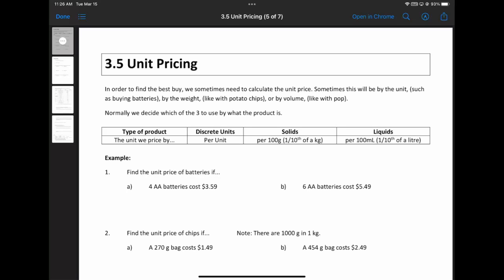In this lesson, we're going to take a look at something called unit pricing. This is fairly important if you're buying stuff that comes in different amounts, to make sure that you're getting the best deal possible.